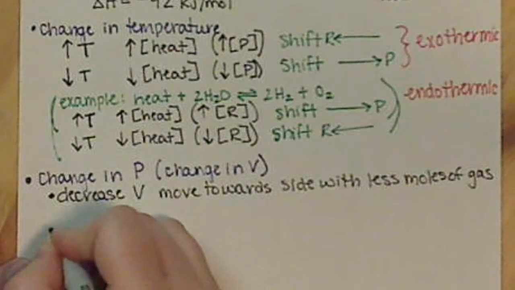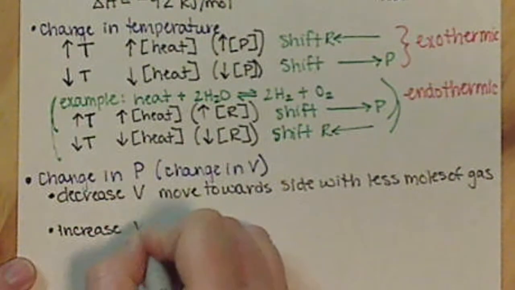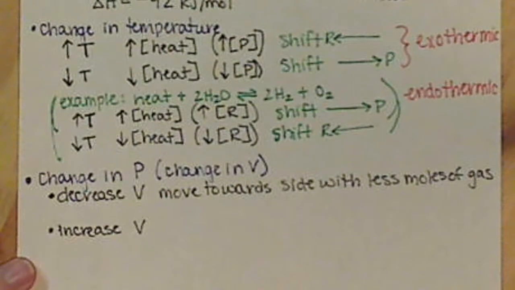Now the opposite effect, if we increase our volume, that means we have more space. So our equilibrium wants to shift to the side with more moles of gas because more moles of gas will occupy more space.